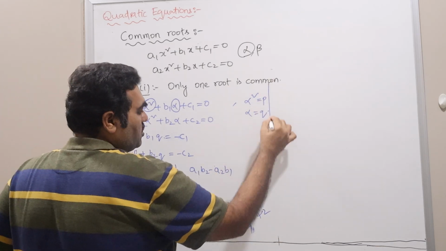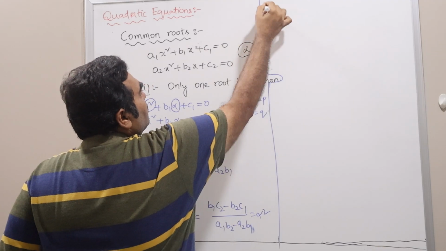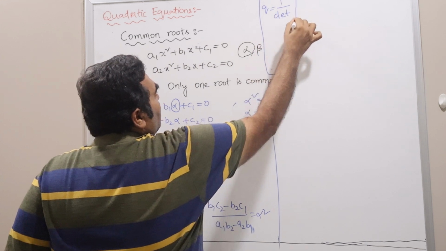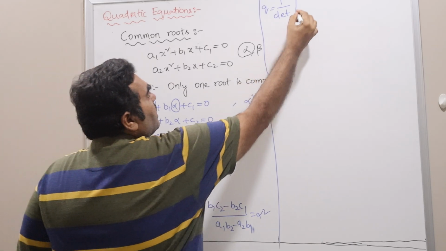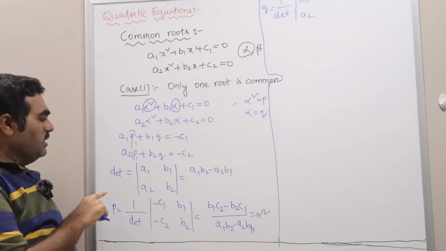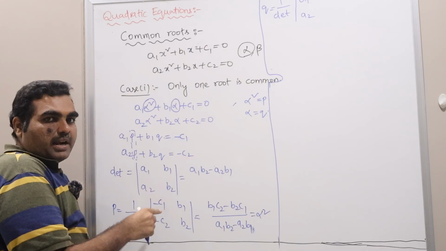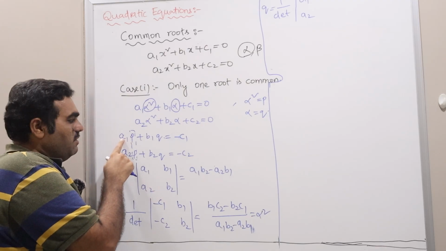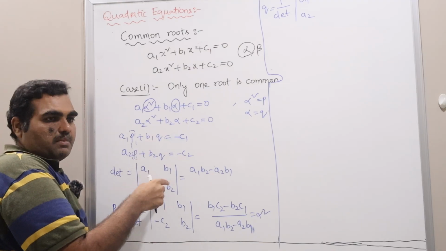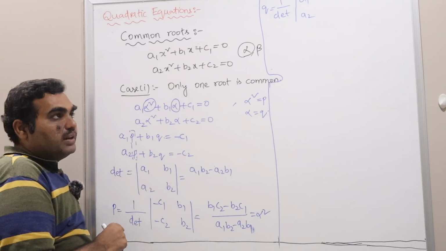Similarly, let us find Q. Q is equal to 1 by the determinant. Please see the method. The determinant can be obtained by taking the coefficient matrix a1, a2, b1, b2. Determinant means cross multiplication and subtraction.